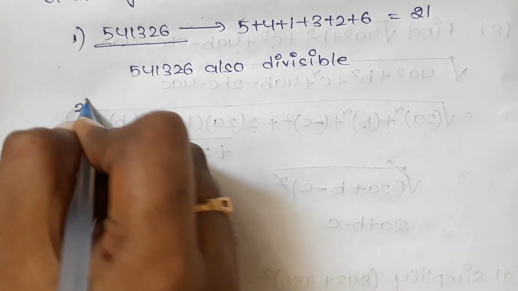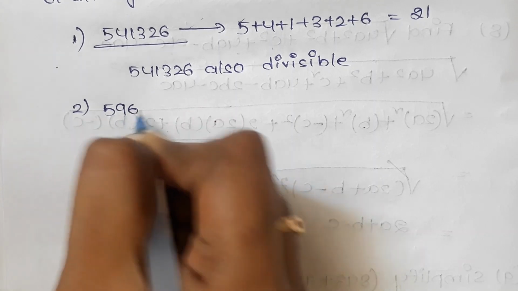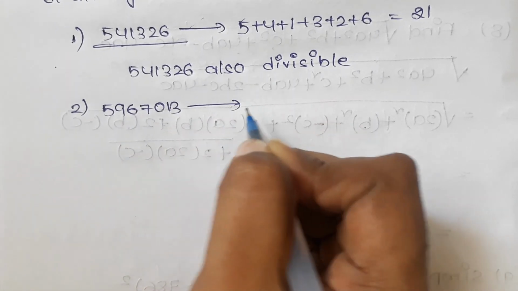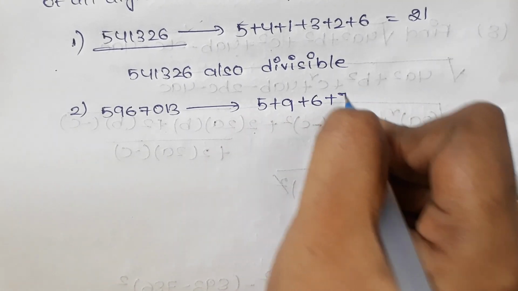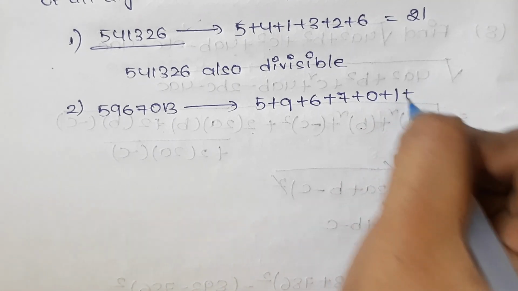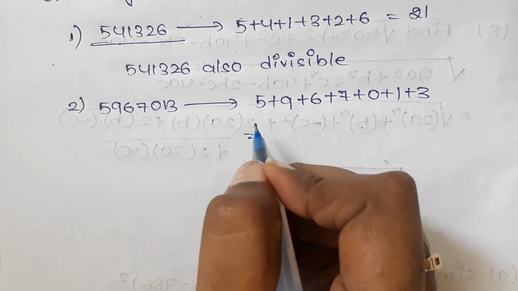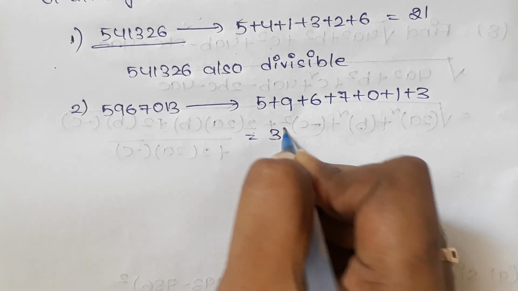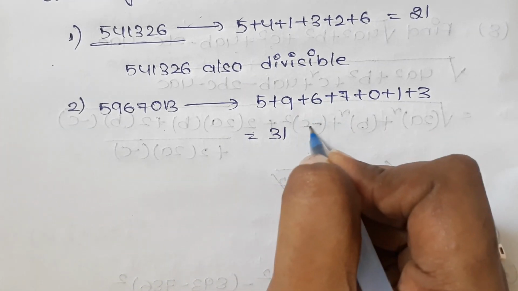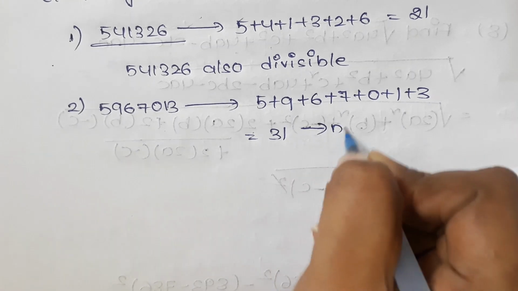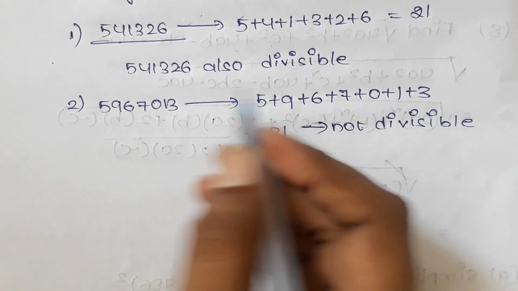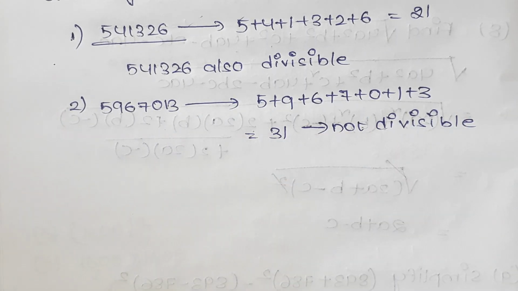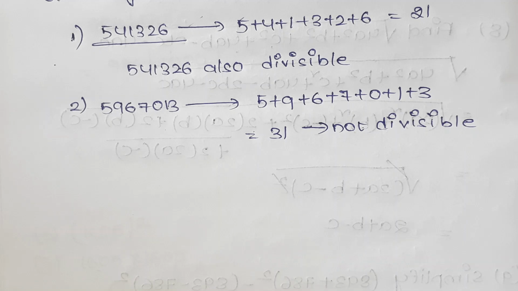Let us check the next one, that is 59670113. Let us do the sum: 5 plus 9 plus 6 plus 7 plus 0 plus 1 plus 1 plus 3. And for this the sum is 31 and here 31 is not divisible by 3. So the given number 59670113 is also not divisible by 3. And this is one of the problems.